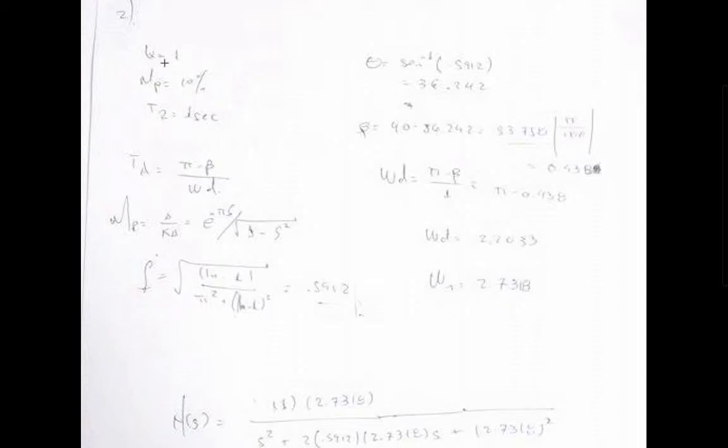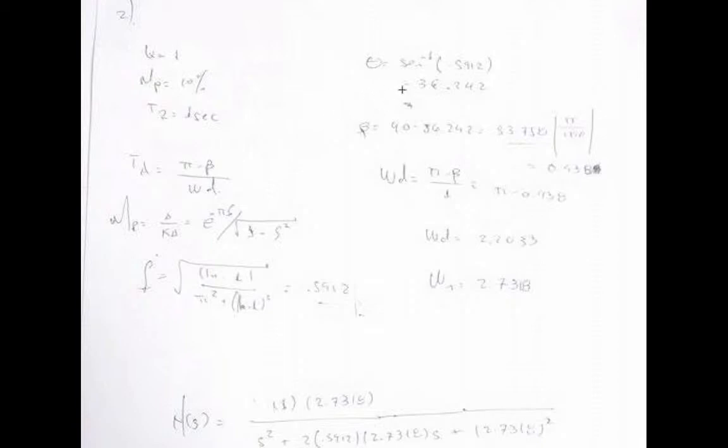K equals 1, P equals 10% or 0.1, and TR is equal to 1 second. We know that TR is equal to pi minus beta divided by omega t. This formula is given by the teacher. That is the overshoot, and P equals all of this. We clear the sigma, and we got that sigma is equal to 0.5912.